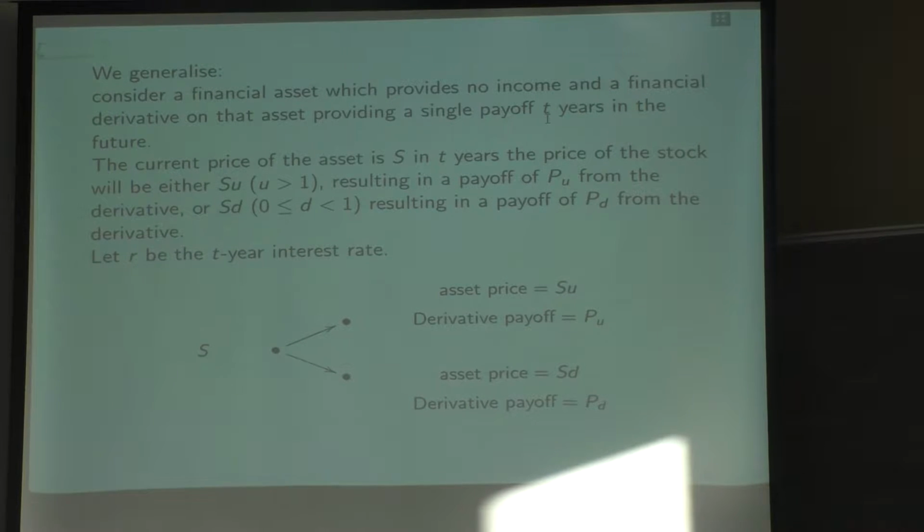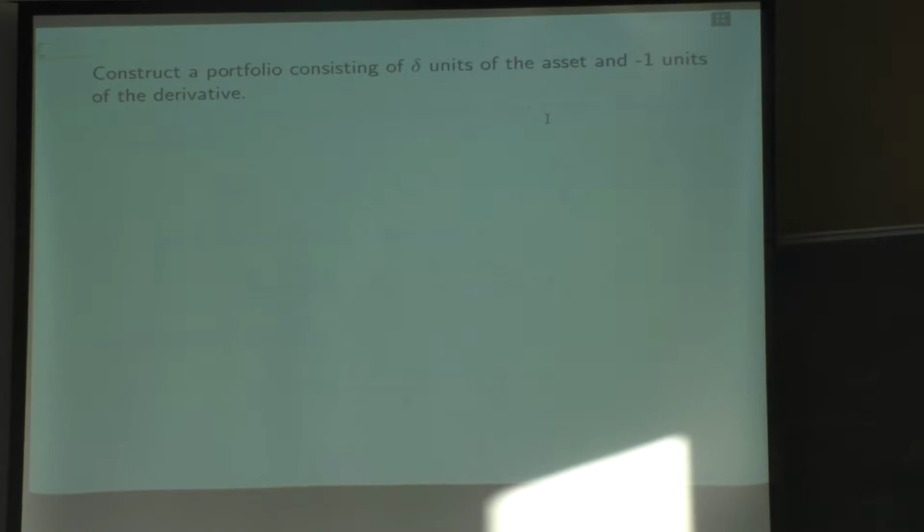We're going to construct a portfolio which has some number of units of the underlying asset and -1 derivatives. And we're going to choose the number of units of the underlying asset so that no matter which state you find yourself in, up or down, the portfolio has the same value. Okay, so how can I do that? I want to choose how many units, delta, of the underlying asset to put in the portfolio, so that the portfolio has the same value in the up and the down states of the world.